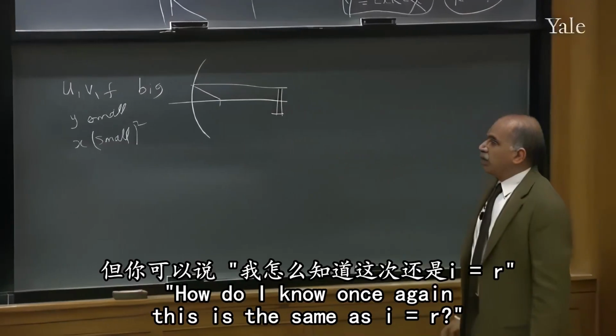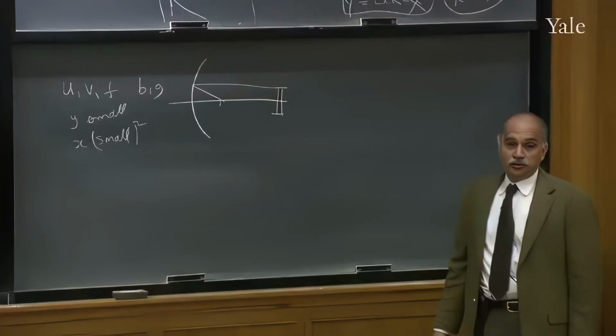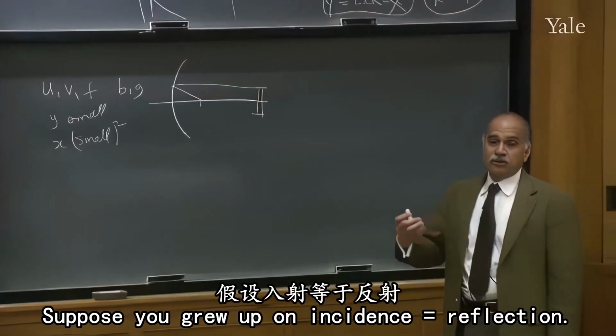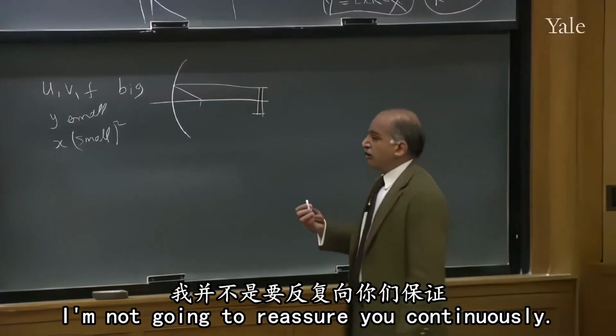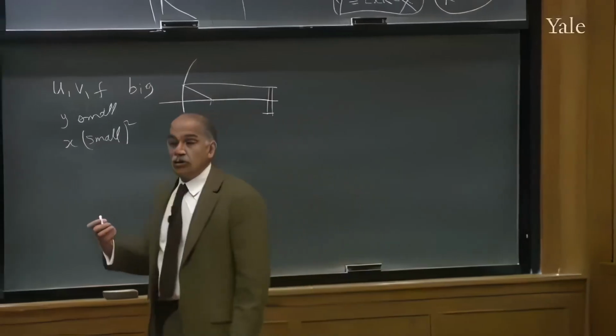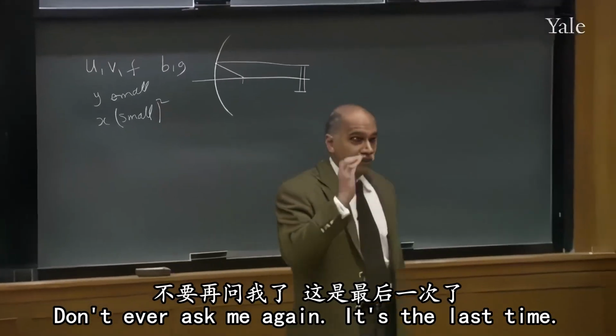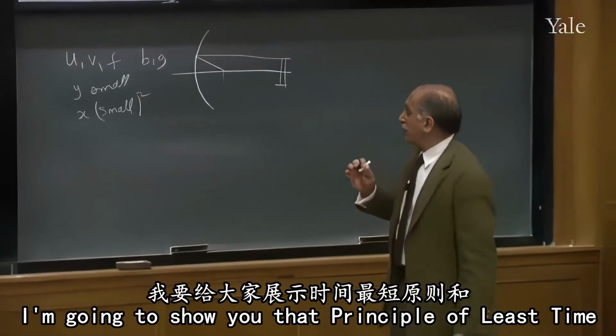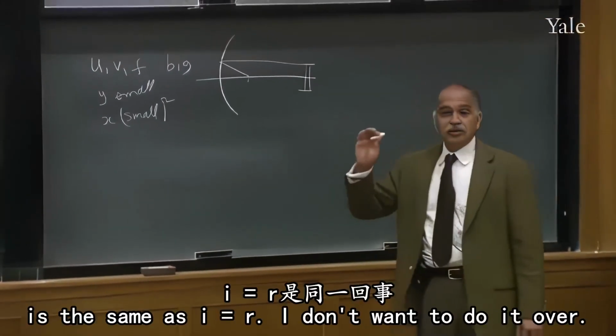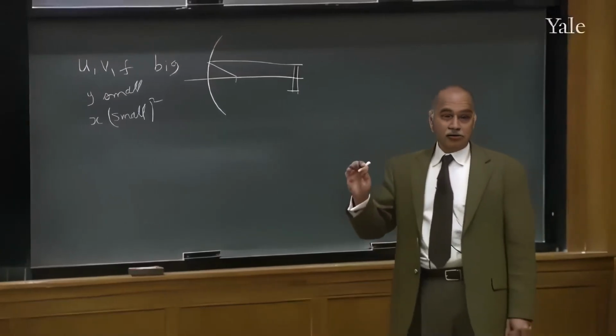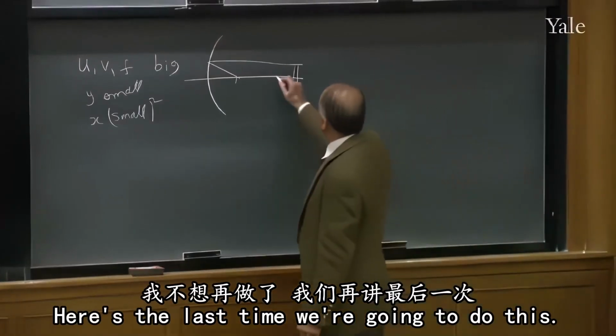But you can say, how do I know once again this is the same as i equal to r? Suppose you grew up on incidence equals reflection. I'm not going to reassure you continuously. I'm going to do it one last time. Don't ever ask me again. I'm going to show you that the principle of least time is the same as i equal to r. I don't want to do it over. Here's the last time we're going to do this.